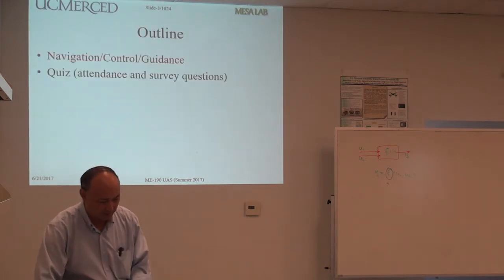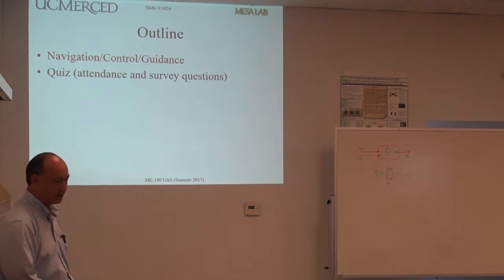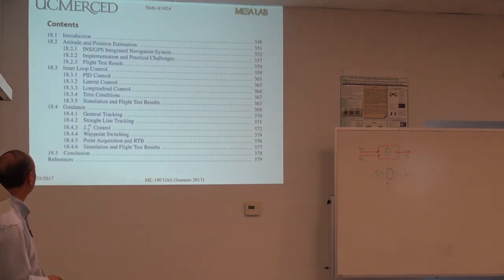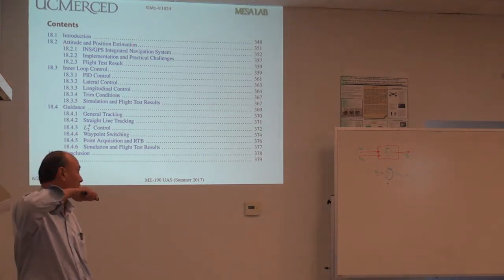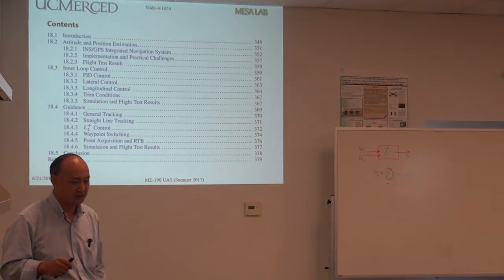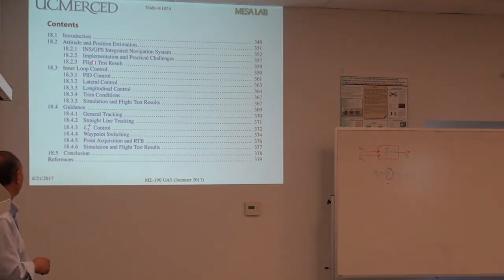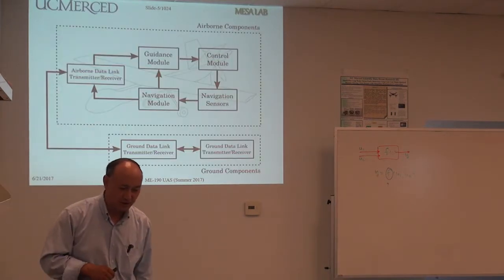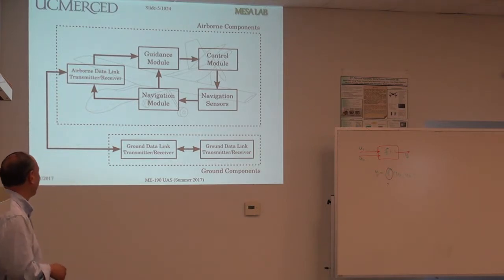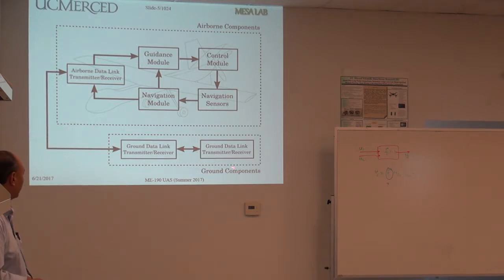From the guidance and navigation point of view, we are talking about the background, attitude, and position estimation. We'll give you a rough idea of how x hat is obtained. Then inner loop control, and the last one is the guidance. So you have a transmitter, receiver, and ground data link. This is the GCS, the ground components. This is the airborne components. This is on the ground, and this is in the air.